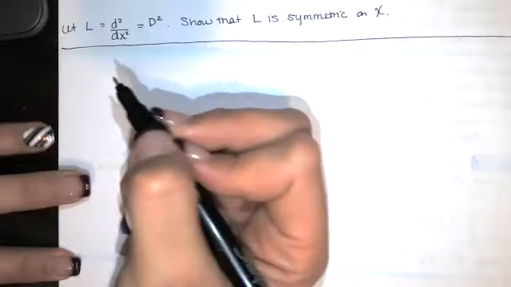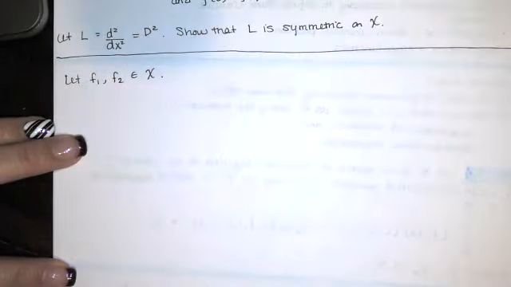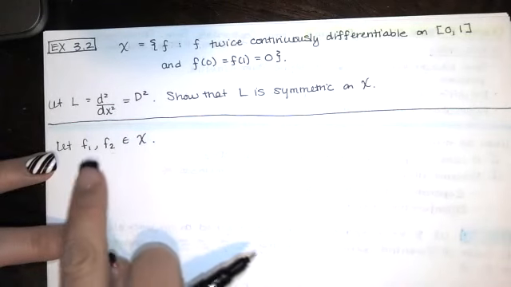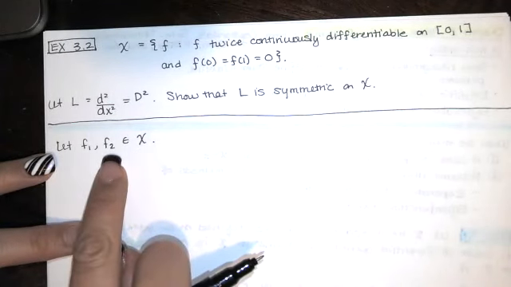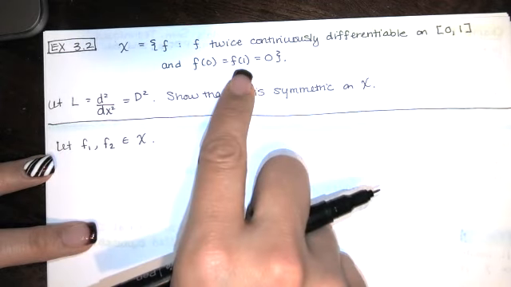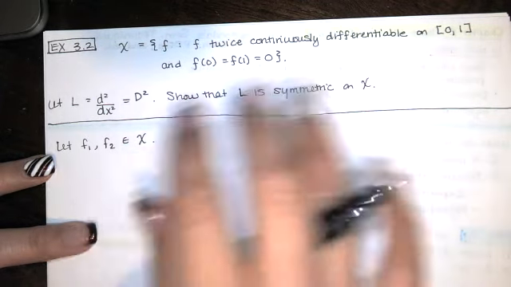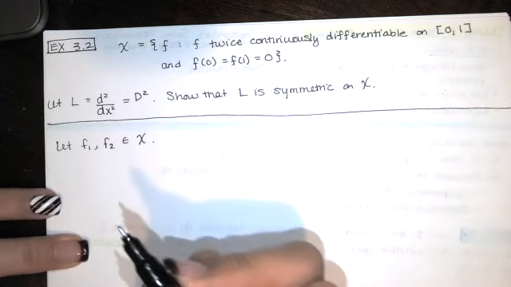Okay, so in order to do that, let F1 and F2 be members of chi. Remember what that means. These functions are in this set. That just means they're twice continuously differentiable functions, and f of 0 and f of 1 for each of those functions is equal to 0.